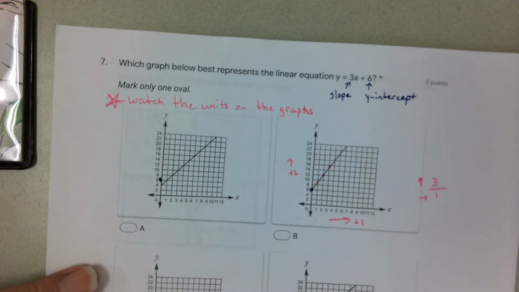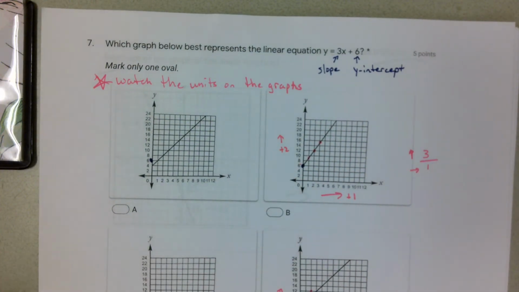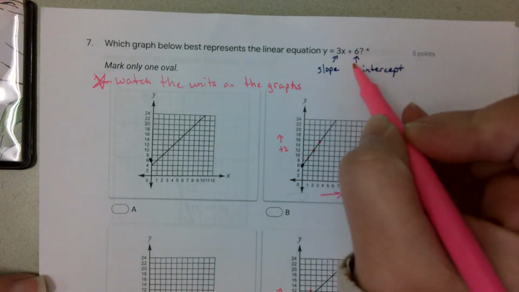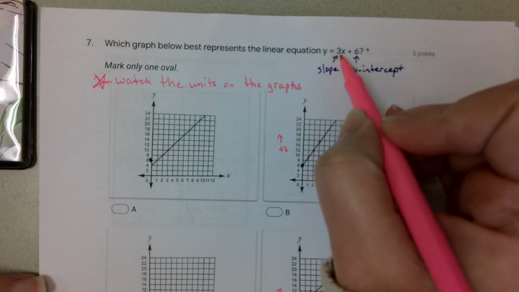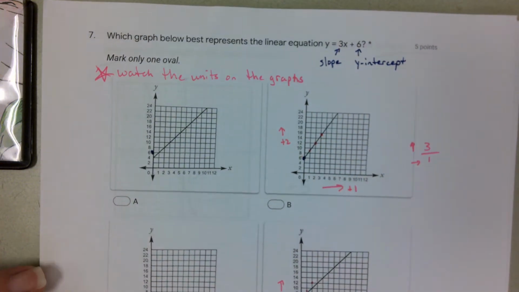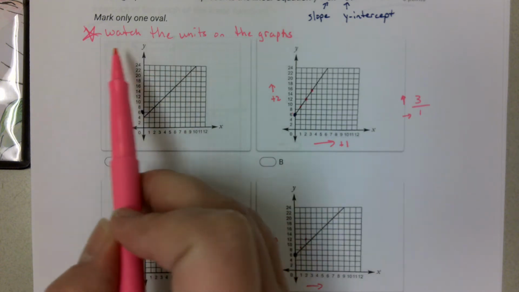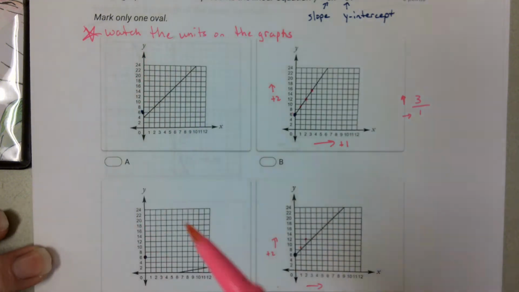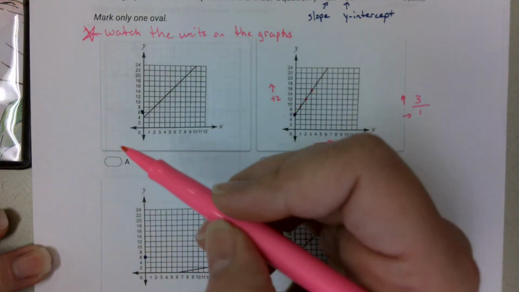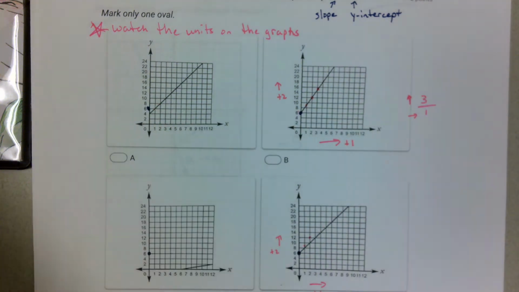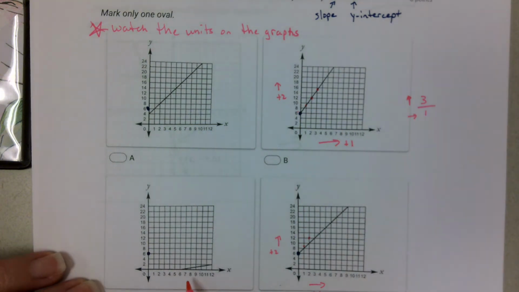All right, which graph below best represents the linear equation y equals 3x plus 6? So you need to remember that the 6 is your y-intercept, and then that's your slope or your rise over your run. And I've got a little note here to make sure you're watching your units on the graphs, because our y-axis is going up by 2s, and your x-axis is going up by 1.